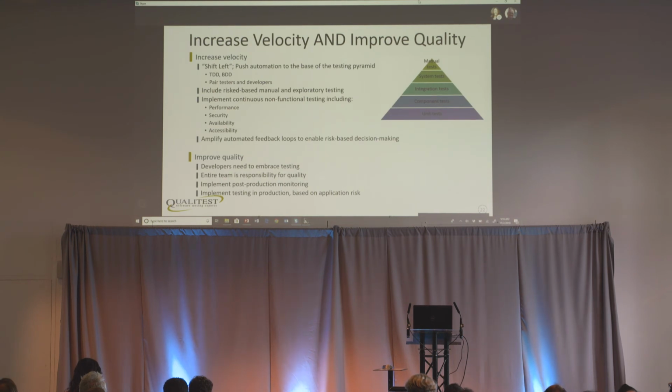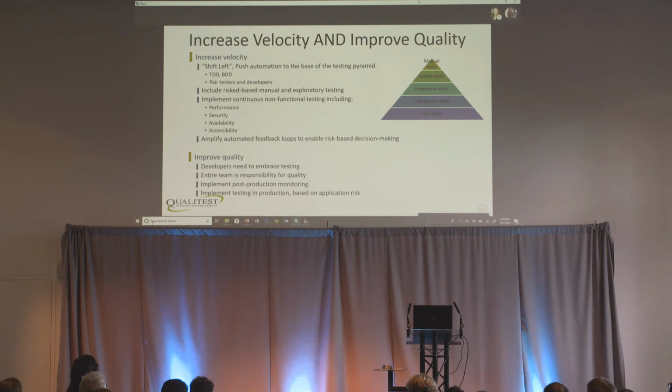Now, how do we increase velocity and improve quality? Well, this is where shift left comes in. We need to push our automation to the base of the testing pyramid. I'm assuming you've probably all heard about the test automation pyramid. The pyramid is the reverse of the ice cream cone. The ice cream cone, of course, is an anti-pattern. It suggests that manual tests should be very few, and they're right at the top of the pyramid. And going down to our unit tests, that's where the bulk of our automation should be.